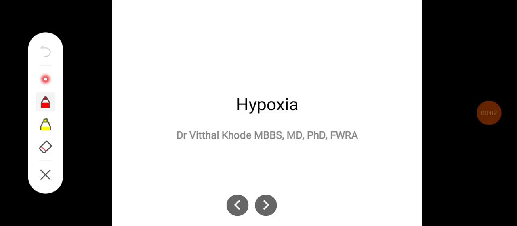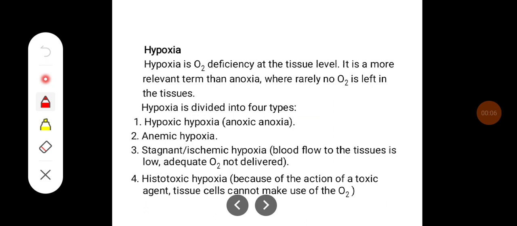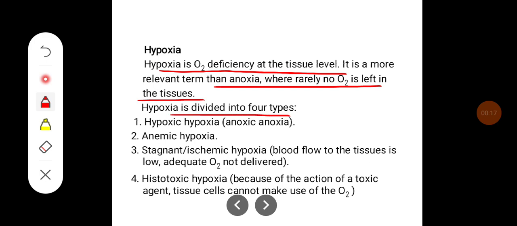Hello everyone. In this class, we'll learn about hypoxia. Hypoxia is oxygen deficiency at tissue level. It is a more relevant term than anoxia, where rarely no oxygen is left in the tissues. Hypoxia is divided into four types.